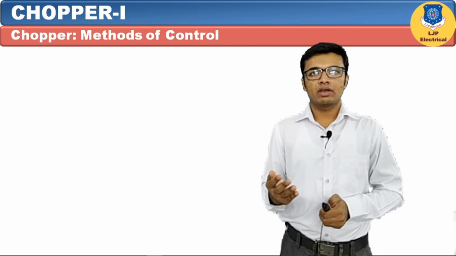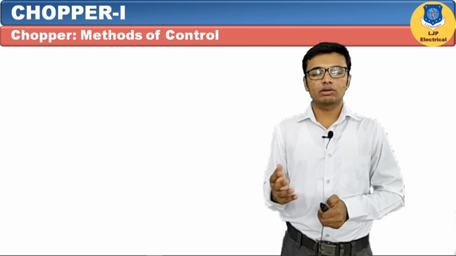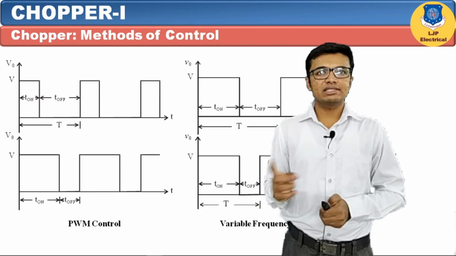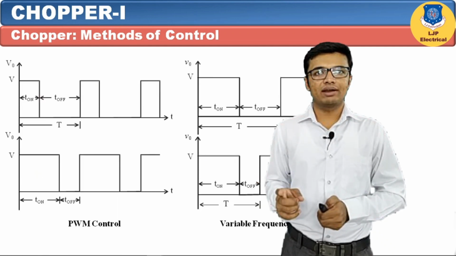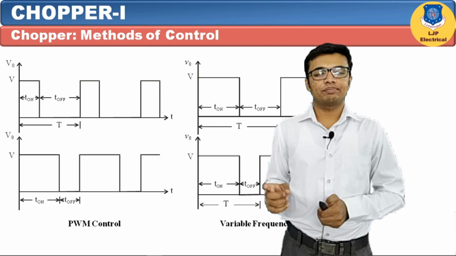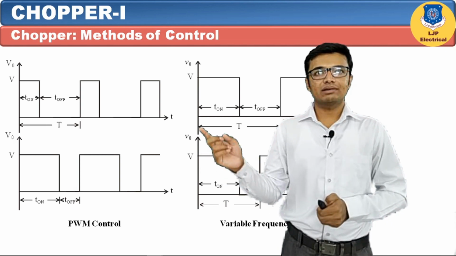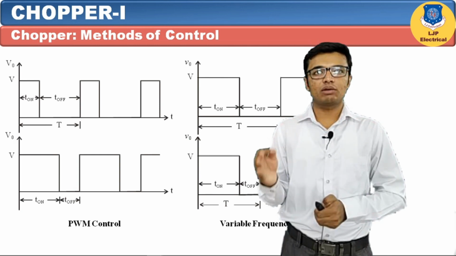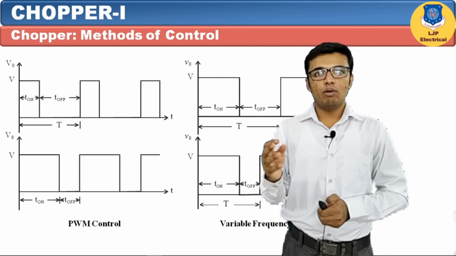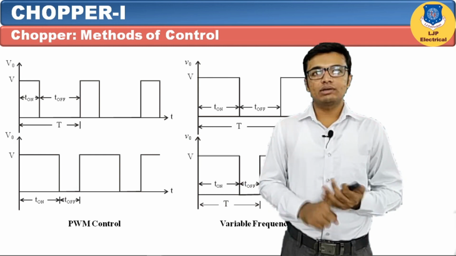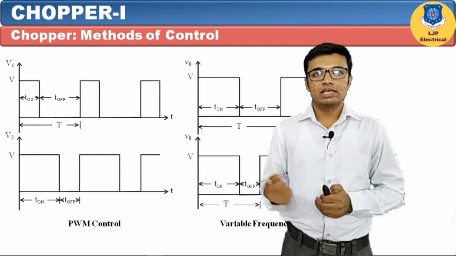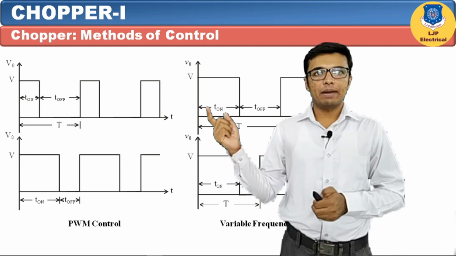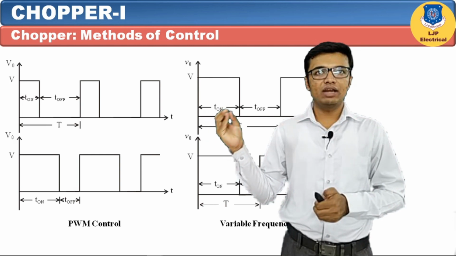Let's see waveforms of the different methods which are used to control the chopper. The first one is the PWM method and the second one is the variable frequency method. As per the first method, we have kept the frequency constant. To keep the frequency constant, we have to maintain the time period constant. So we have only two options. We can vary the turn on time or turn off time.